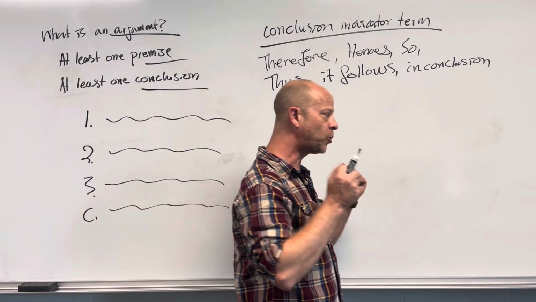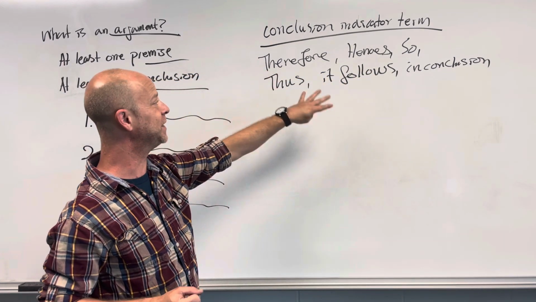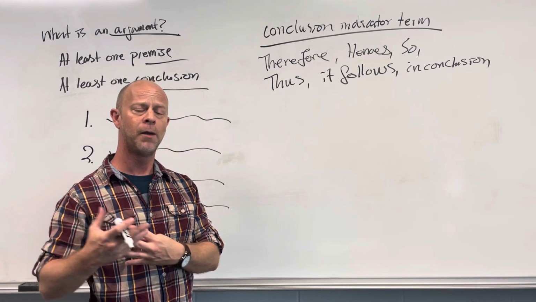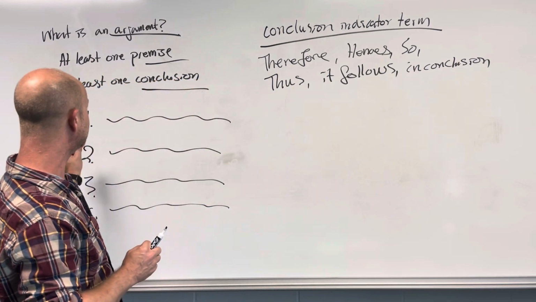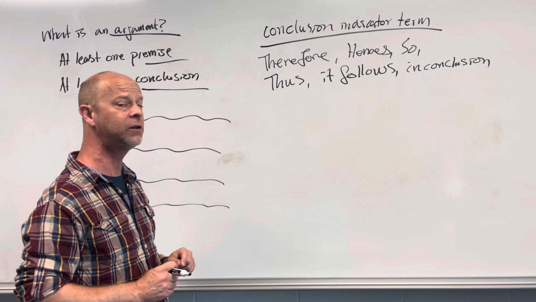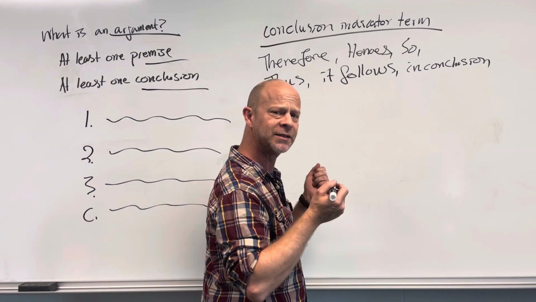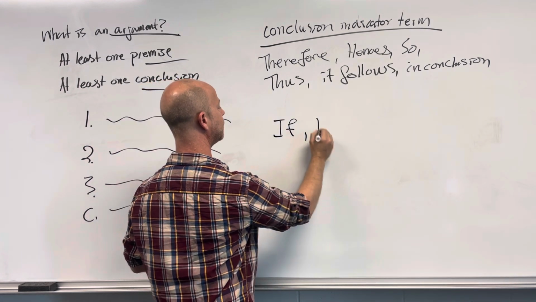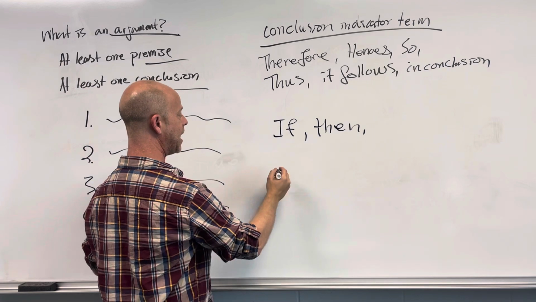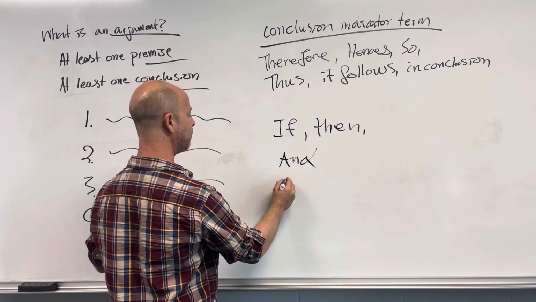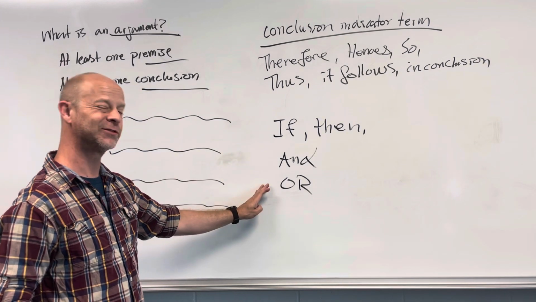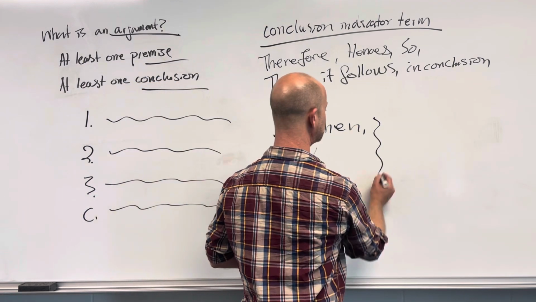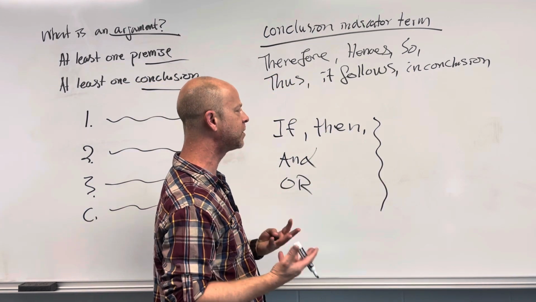So if we start off by trying to identify the conclusion by looking for these terms, then we can go through a kind of process of elimination to figure out what the premises are. Those premises are going to be the factual statements that are being used as evidence in support of the conclusion. These are not as easy to determine, but we might have something like if, then, we might have an and, we might have an or. These are logical connectives. We'll spend more time later in the semester looking at these in more detail. But these are words that indicate to us that we're working with a premise.